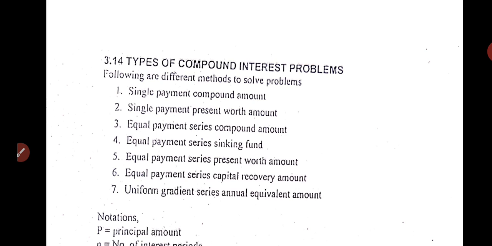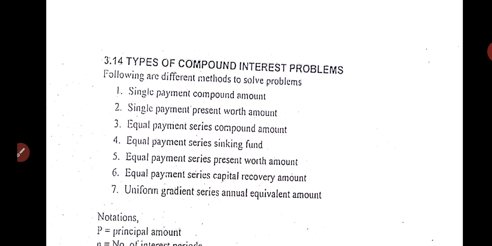Now we will see the fifth one, equal payment series present worth amount. So the objective of this mode of investment is to find out the present worth of an equal payment made at the end of every interest period, at an interest rate of I compounded at the end of every interest period. So this is very simple.